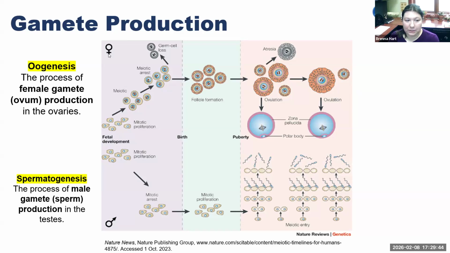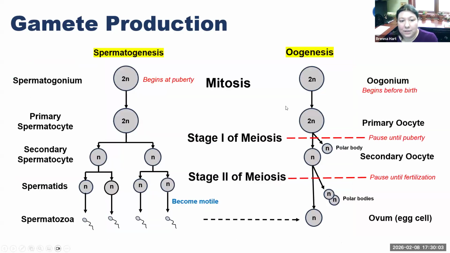Okay, so gamete production. We're looking at production of egg and sperm. Oogenesis is the process of the female gamete being produced, so this is the egg in the ovaries. And then spermatogenesis is the process of the male gamete, the sperm, being produced within the testes. They definitely differ a little bit. Some major takeaways: spermatogenesis does not begin until puberty, whereas oogenesis technically does begin before birth, during the fetal stage, but then it's not going to pick back up again until puberty.